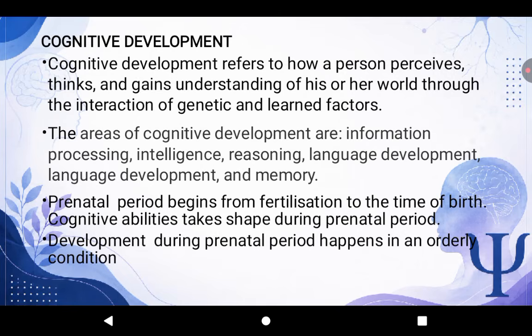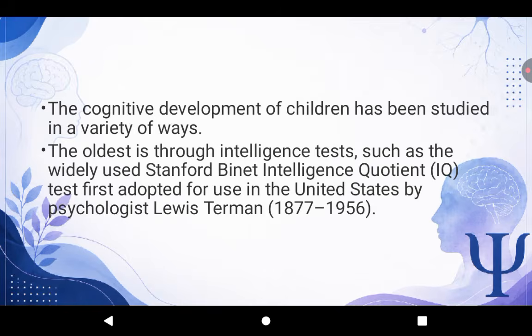Alright, so development is able to take place during the prenatal period, and this happens orderly. So you can't just be born now and learn everything or understand everything. So this takes place in a certain systematic manner. Alright, so this kind of cognitive development has been studied in different ways in trying to understand how a child is able to grow. And the oldest approach to studying cognitive development is through the intelligence test, that is IQ.